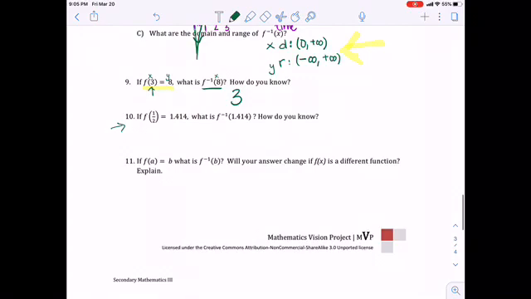And if you look here at number 11, well, if f of a equals b, what is f inverse of b? Remember that a is the x value and b is the y value. Well, in our inverse, b has become the x value. So what's that y value going to be? If you said that it's a, you're correct. And that happens because when we find an inverse, we switch the x and y.